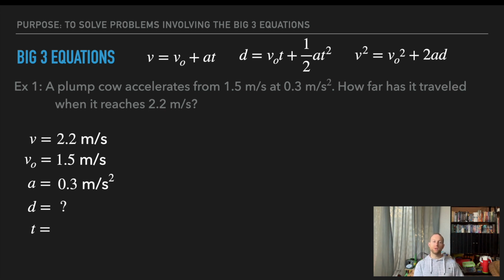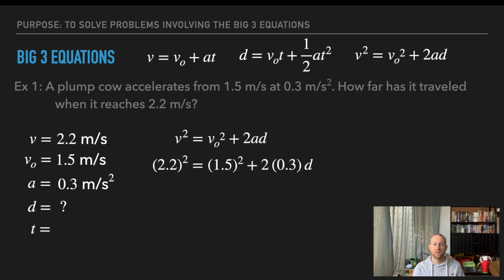So notice in this one, we weren't given time. We don't care about time. It's not asking for it. So you look for which equation does not involve time. That's this one. From here, we can just plug in some numbers. Do a little bit of algebra.